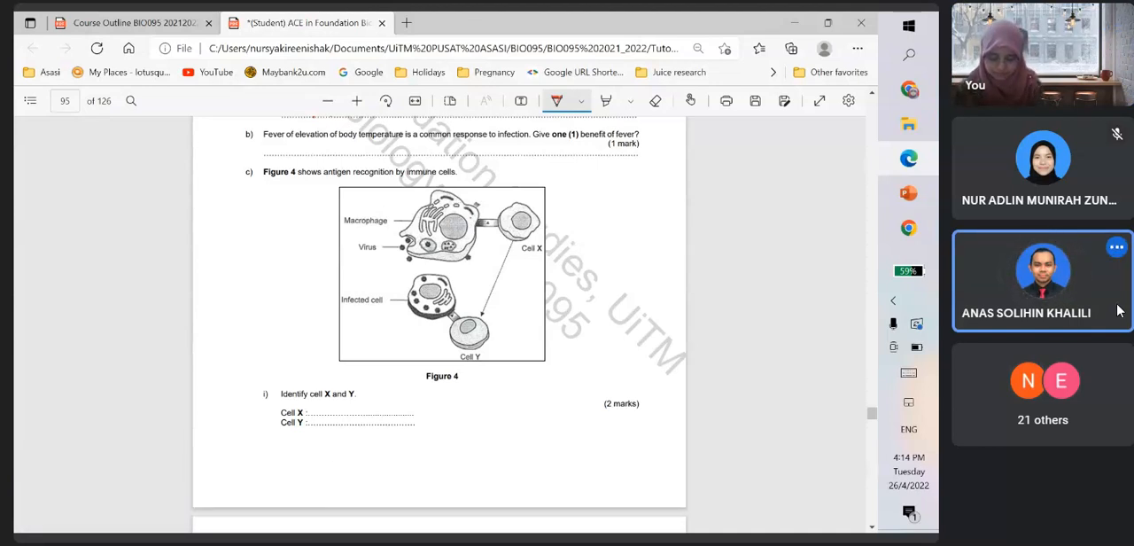Cell X. Cell X ni apa? Cytotoxic cell. Okay. Apa ni? Kalau C yang cell X is what? T cytotoxic cell. X. Kalau Y? T helper cell.